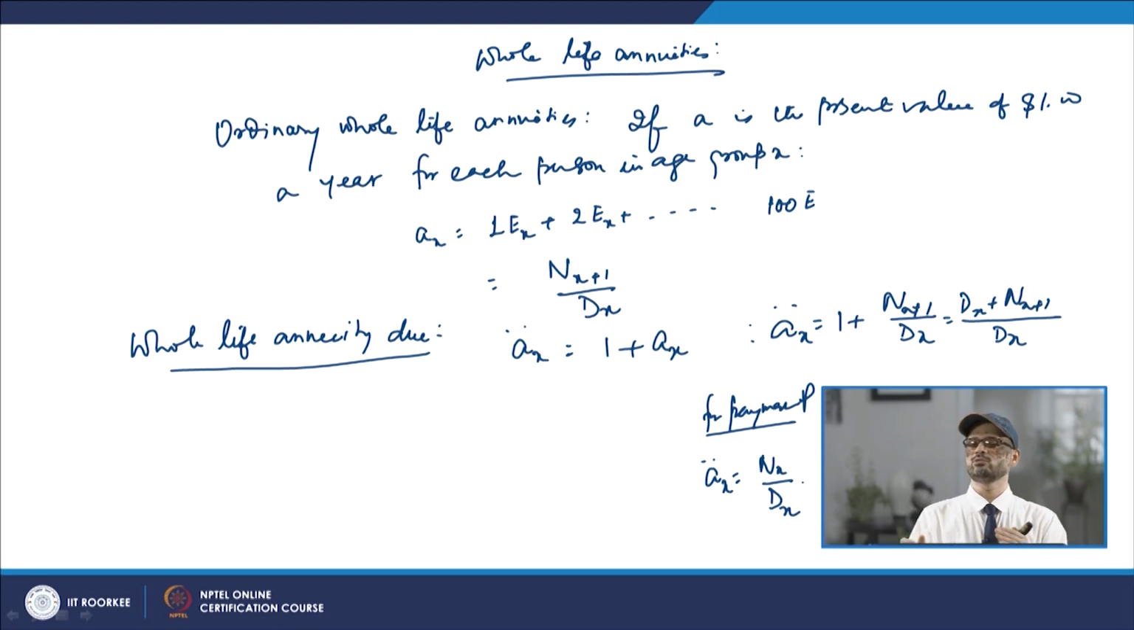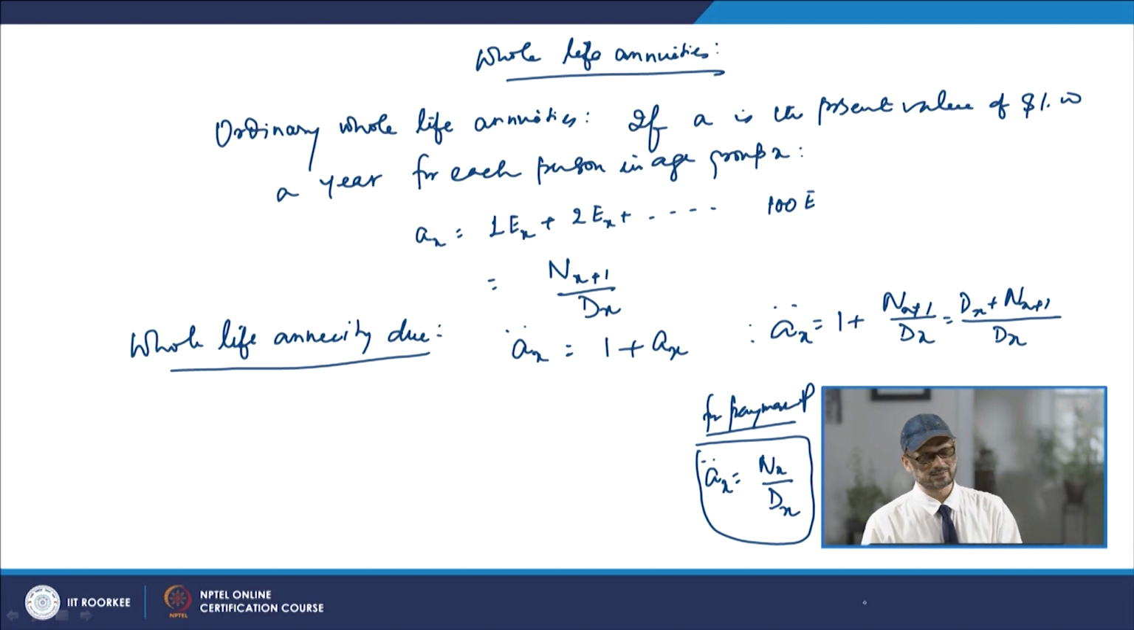Once you are adding, as you know that Nx is the summation of Dx. So once you do sum, this will be Nx. While in that case it is Nx plus 1 by Dx, here in this case it will be Nx by Dx. So that is how you calculate this whole life annuity due.